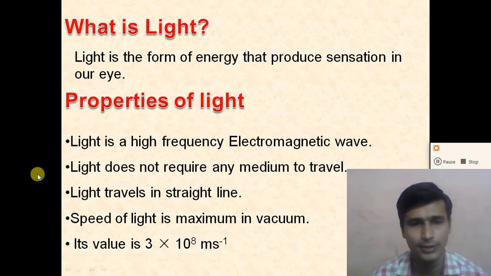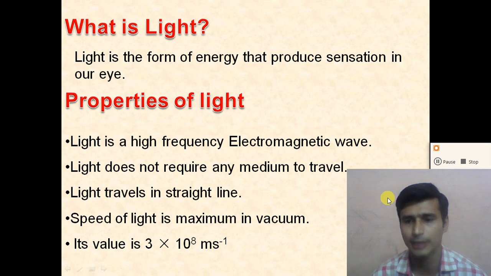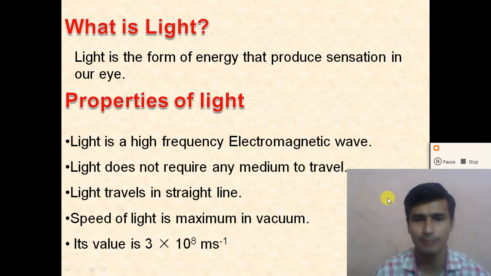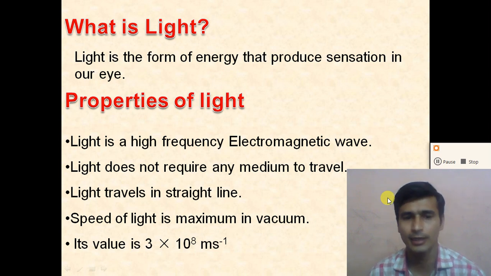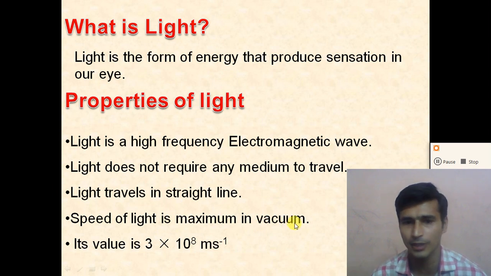So dear student, the second property is that light does not require any medium to travel, but in a different medium the speed of light is different, right? And the speed of light is maximum in a vacuum or air.